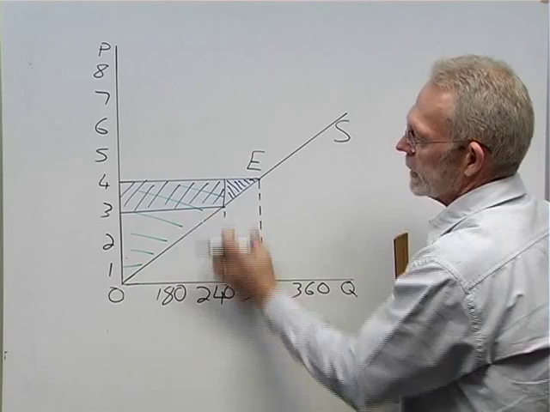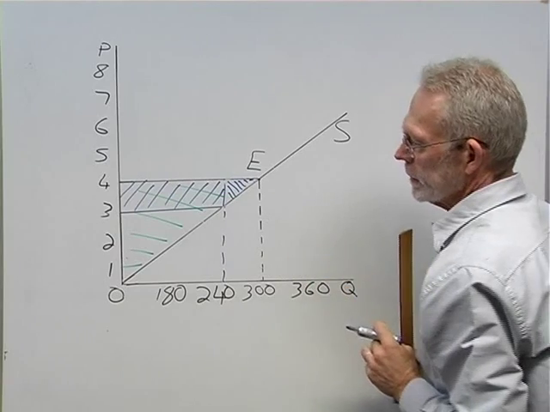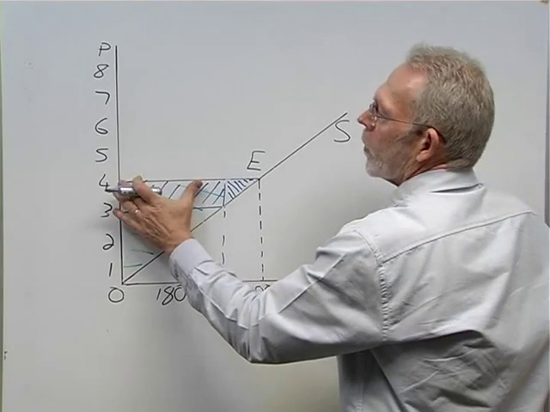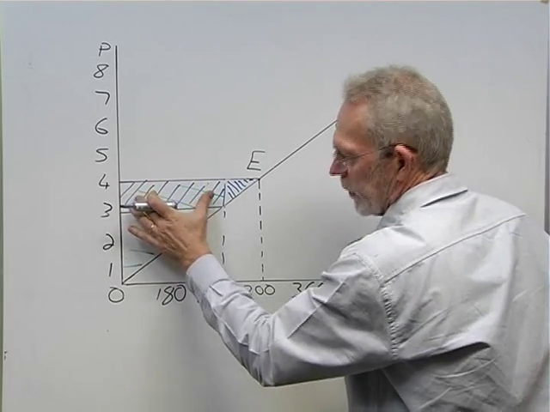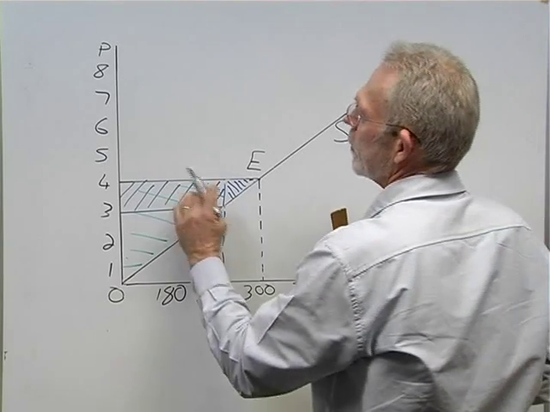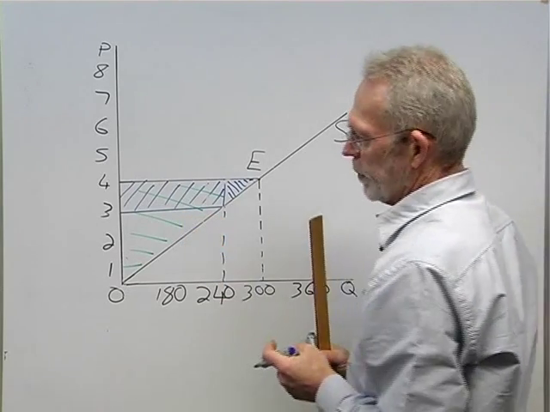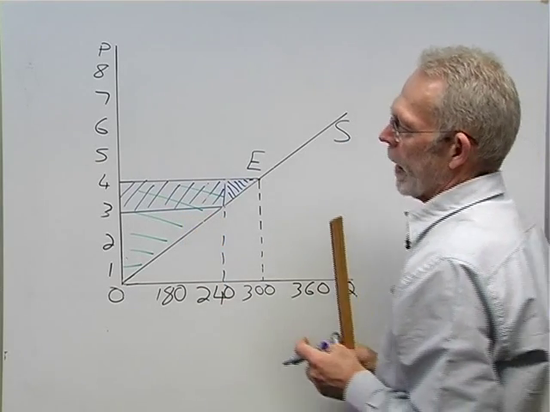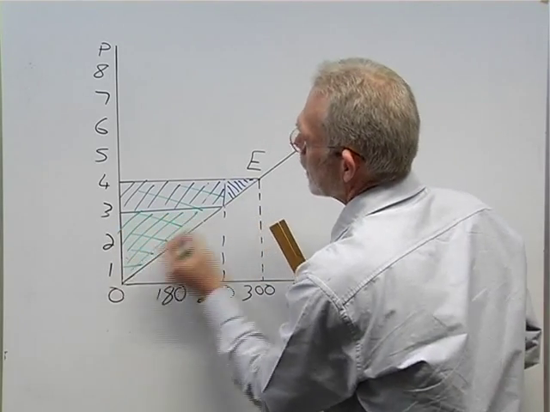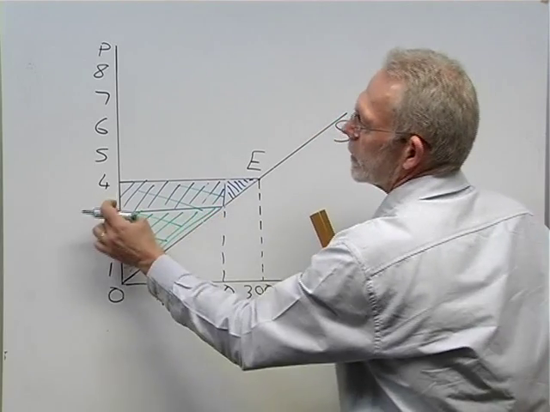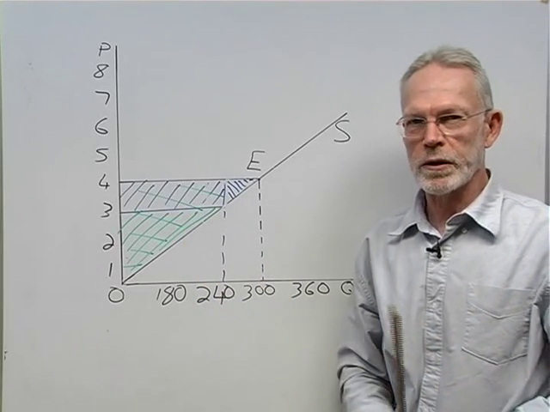A decrease in quantity supplied, which decreases producer surplus, this little triangle. Furthermore, producers don't receive 4 Rand anymore, but only 3. So there's another reduction in producer surplus, represented by the rectangle, and total producer surplus at a price of 3 is only represented by this triangle. A decrease in price decreases total producer surplus.